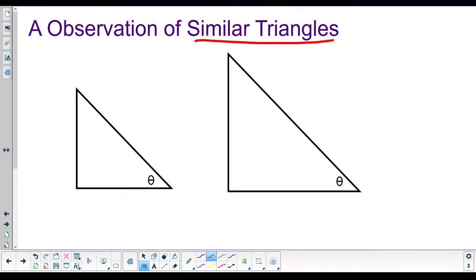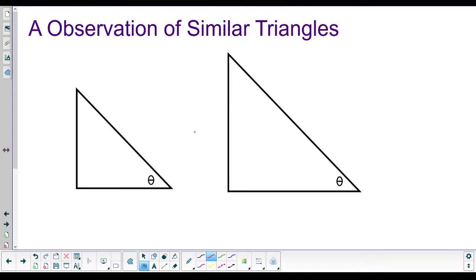So first of all, a similar triangle, or a set of similar triangles, are two triangles where all of the angles match, but the sides are not the same length. They are proportional to each other, but they are not the same length. All the angles are the same, but not the sides. So that's what a similar triangle is.